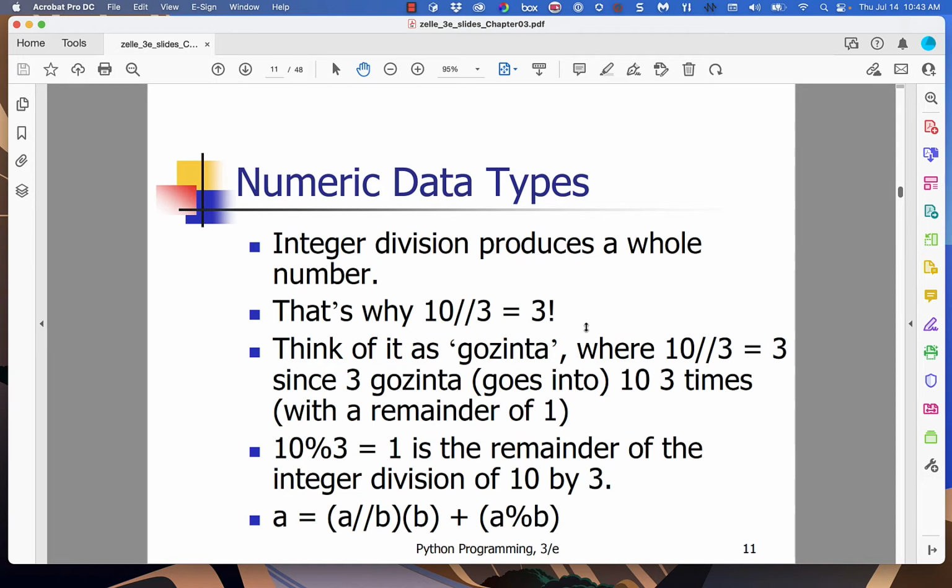What if we wanted the remainder? Well, we have this other operator that some people call the Modulus Operator, or some people call the Modulo Operator. And what does it give you? It gives you the remainder. So 10 modulo 3 equals 1. That's the remainder.